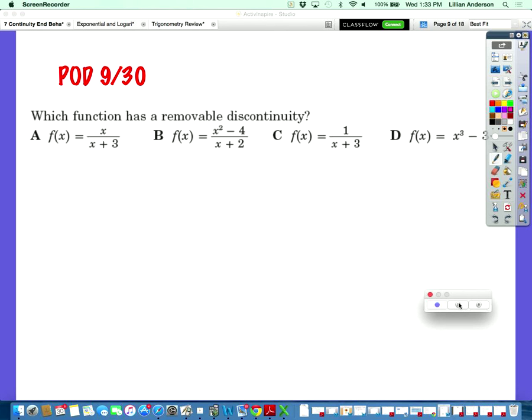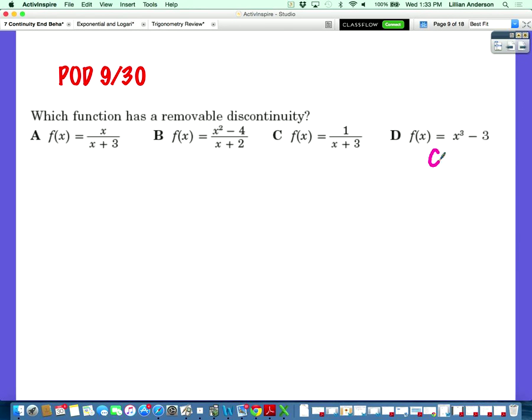Out of all of these options, there is actually one that is continuous: A, B, C, or D. Which one is continuous? It's D, because D is what type of function? It's a cubic, and cubic is one of the parent functions that is continuous. All cubics are going to be continuous, just like quadratics, absolute values, linear, constant, and square root.